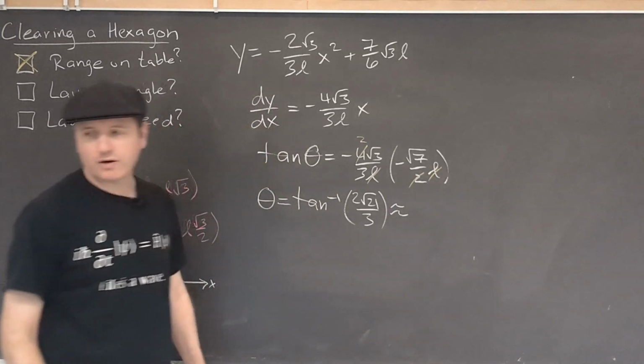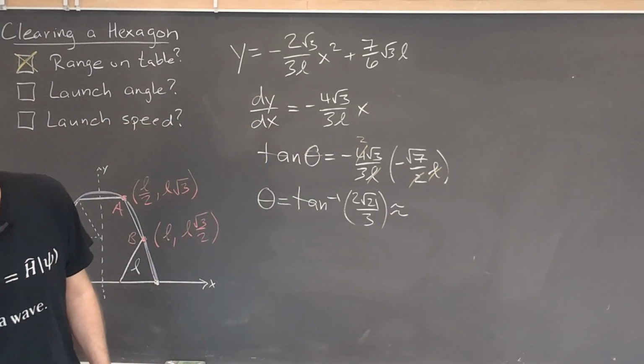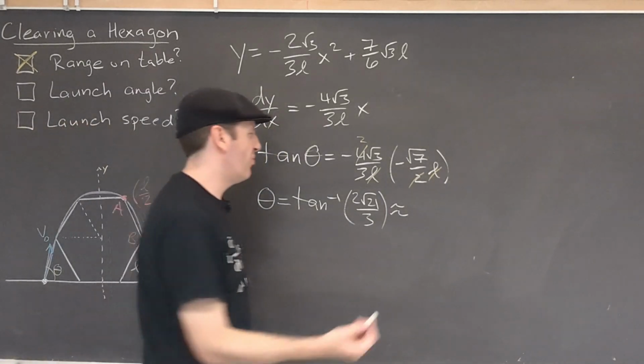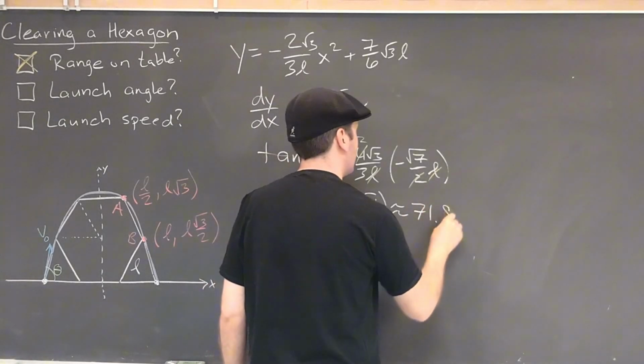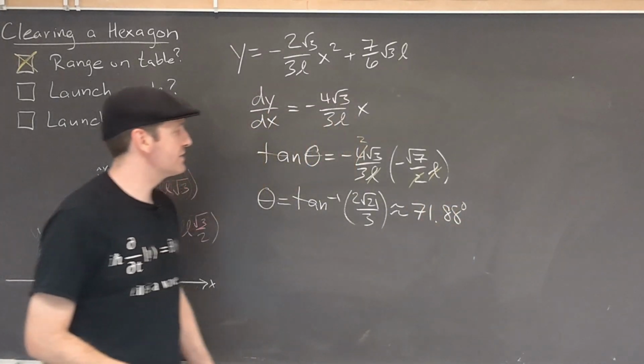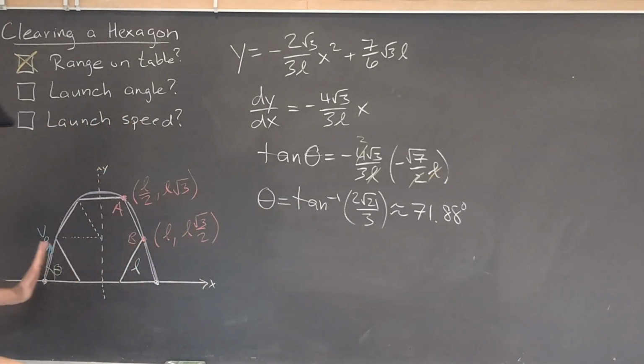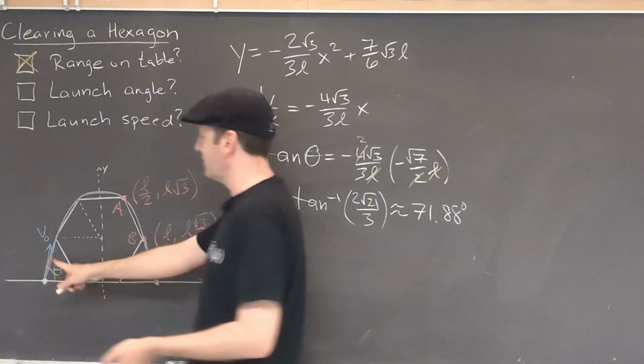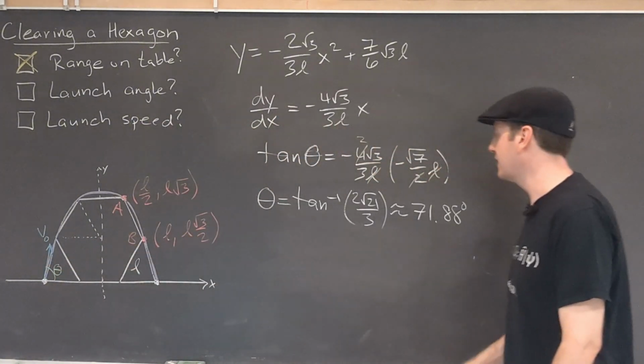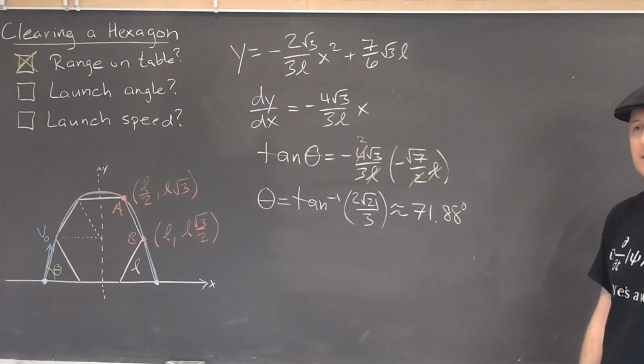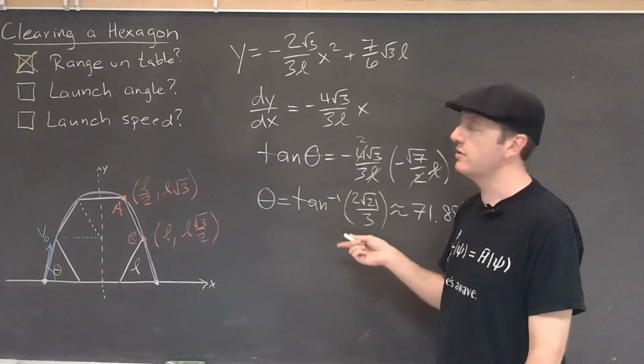If you want to have a numerical value there, I got about 71.88 degrees, if you're interested. So that must be the launch angle, and even though this is a rough sketch, it does look like it'll be a fairly steep launch angle, so I'm not surprised that it's above 70 degrees. Okay, got our launch angle. Now let's finish this off.